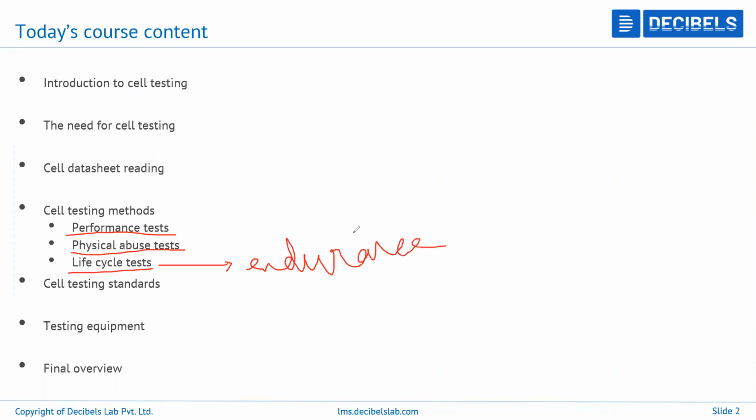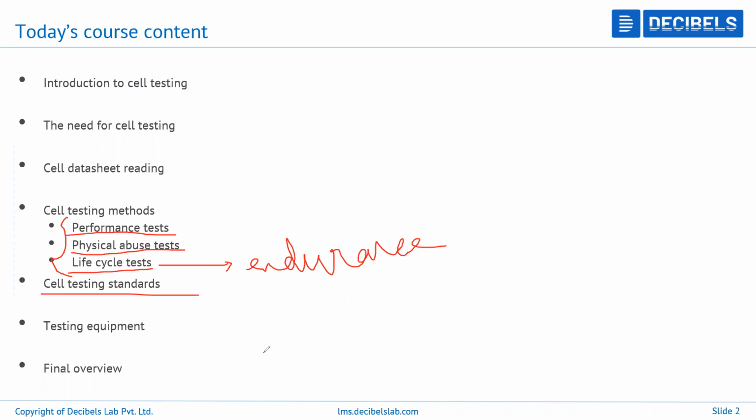which is also called the endurance test. It's a test done to see what the expected lifetime of a cell and of a battery will be, and for how many cycles and for how many years it can last in the market. So these are the three important testing protocols or methods we'll be looking at.